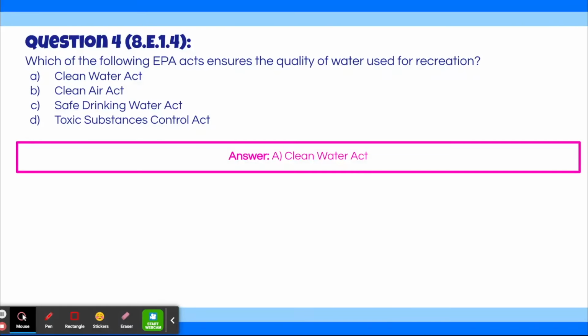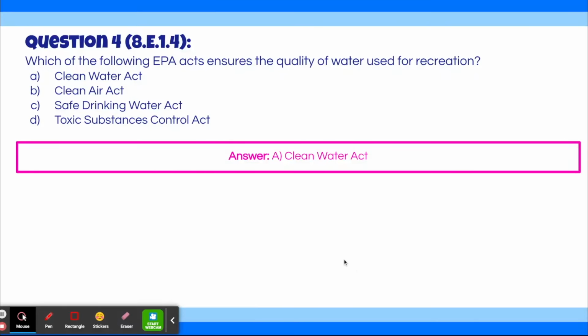Neither of these acts have anything to do with water quality. With those two choices eliminated, we're left with the Clean Water Act and the Safe Drinking Water Act. While both of these have to do with water, we choose choice A because while safe drinking water is an important part of water quality as a whole, it doesn't have much to do with recreation.